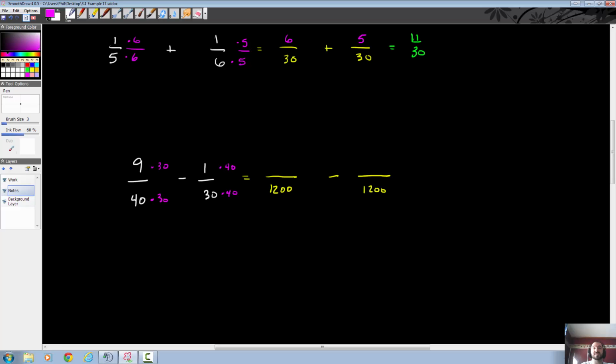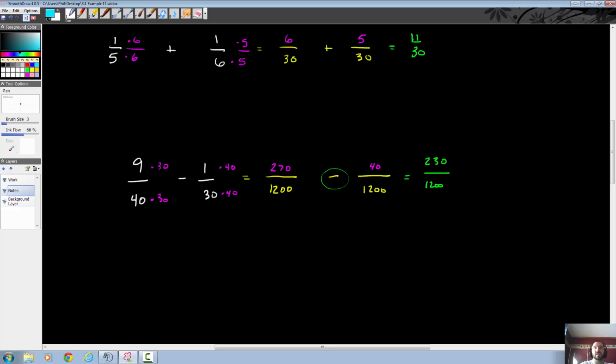9 times 3 is 27. Add the 0 on here for the times 10, so that'd be 270. And then I have 1 times 40 is 40. And then if I add those together, or I'm sorry, subtract them in this case, if I subtract those, I get 230 over 1200.